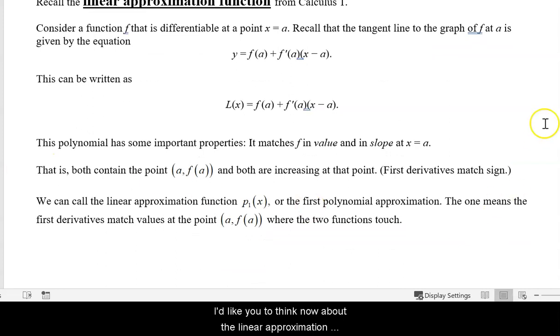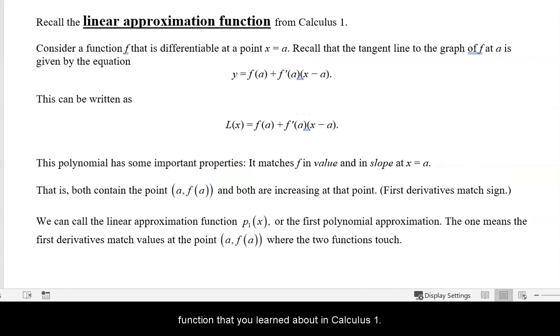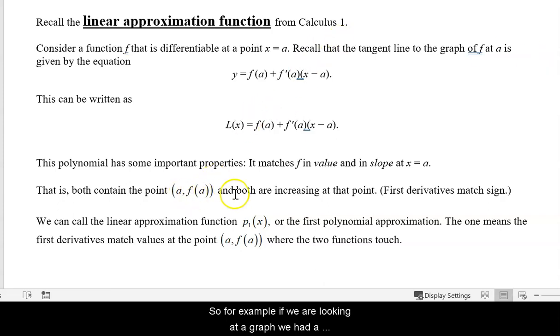I'd like you to think now about the linear approximation function that you learned about in Calculus 1. In the linear approximation function, this was basically the tangent line at a particular point on the graph. The point on the graph was usually given as a, f of a. So for example, if we were looking at a graph, we had a point on that graph, a, f of a, and we could approximate a differentiable function, as long as we stayed close to a, with the tangent line at that point.